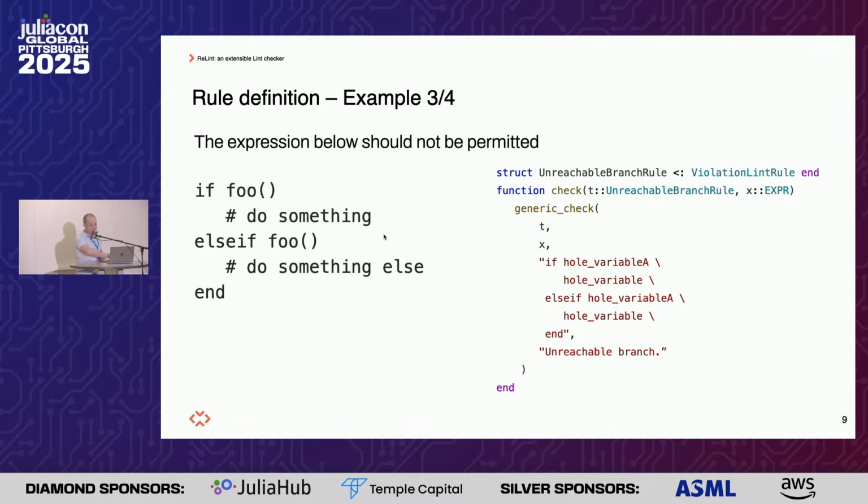So you can define a new rule here saying, if $(whole variable a), else if $(whole variable a). I used this label a here next to the whole variable, which means that there is a constraint between these two conditions: they must be the same. If this is the case, then we display this message, unreachable branch.